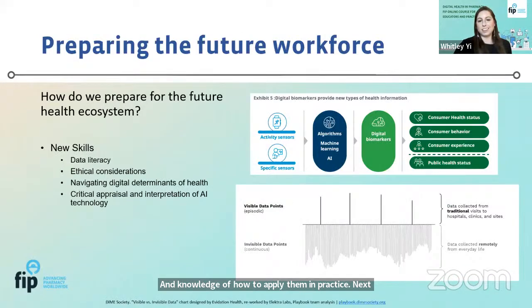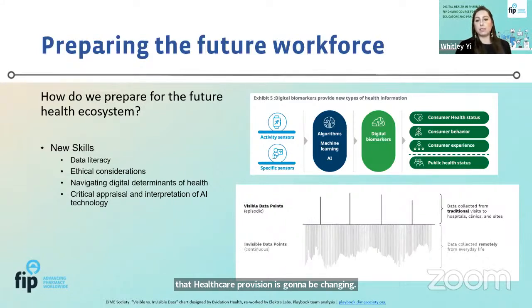With this, again, comes the importance of teaching those new skills that we've talked about, which is going to be primarily a huge area for data literacy. And we need to understand how we prepare clinicians for the fact that healthcare provision is going to be changing very significantly. It's going to continue to change.